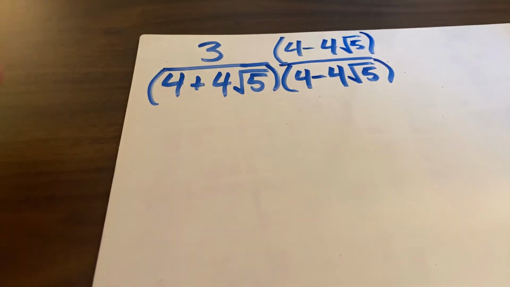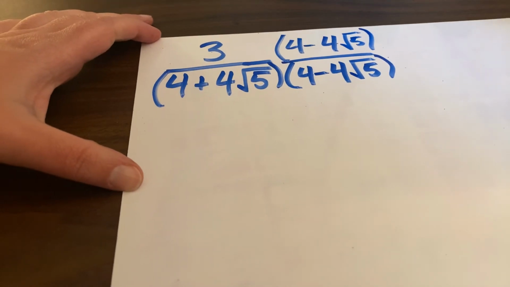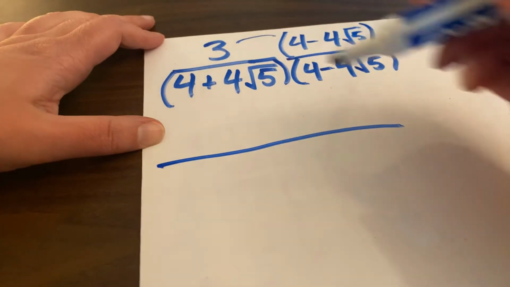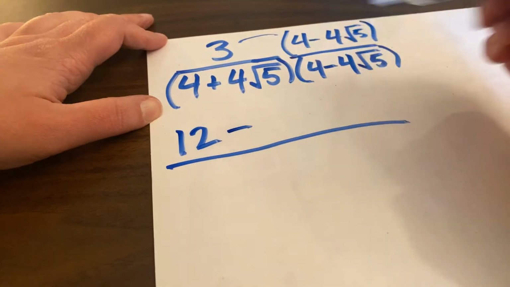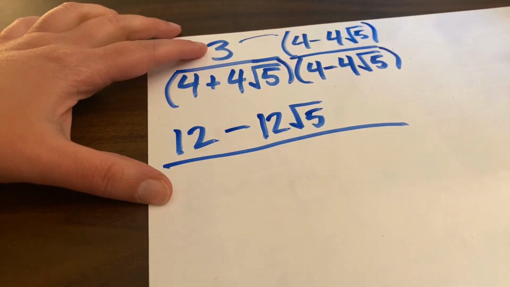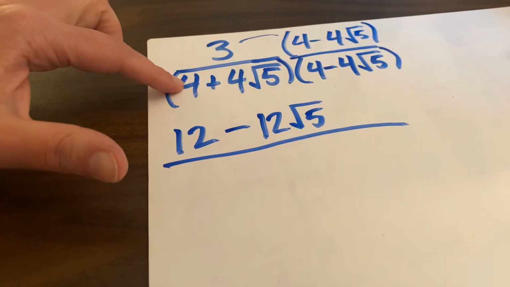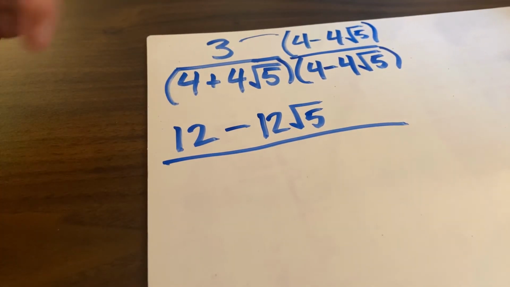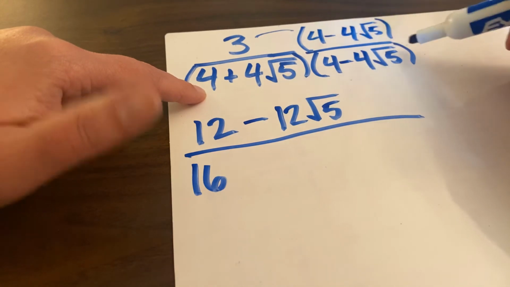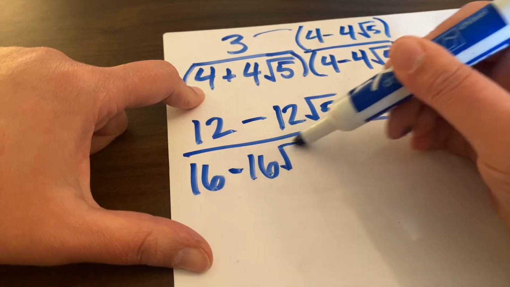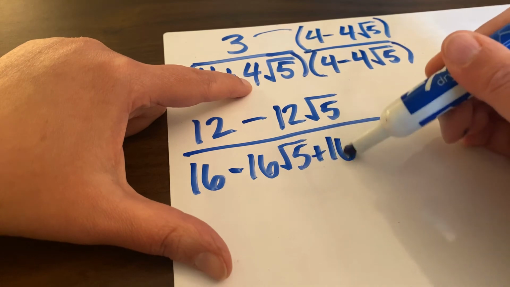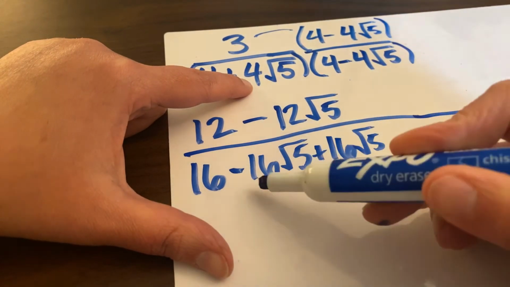Okay, the first thing that I want to do is distribute. On top, we'll distribute the 3. So 3 times 4 is 12 minus 3 times 4 square roots of 5 would be 12 square roots of 5. Now, on the bottom, let's FOIL it, right? 4 times 4 is 16. 4 times negative 4 square roots of 5 would be negative 16 square roots of 5. 4 square roots of 5 times 4 would be positive 16 square roots of 5. Do you see where this is going? Those two are going to cancel.